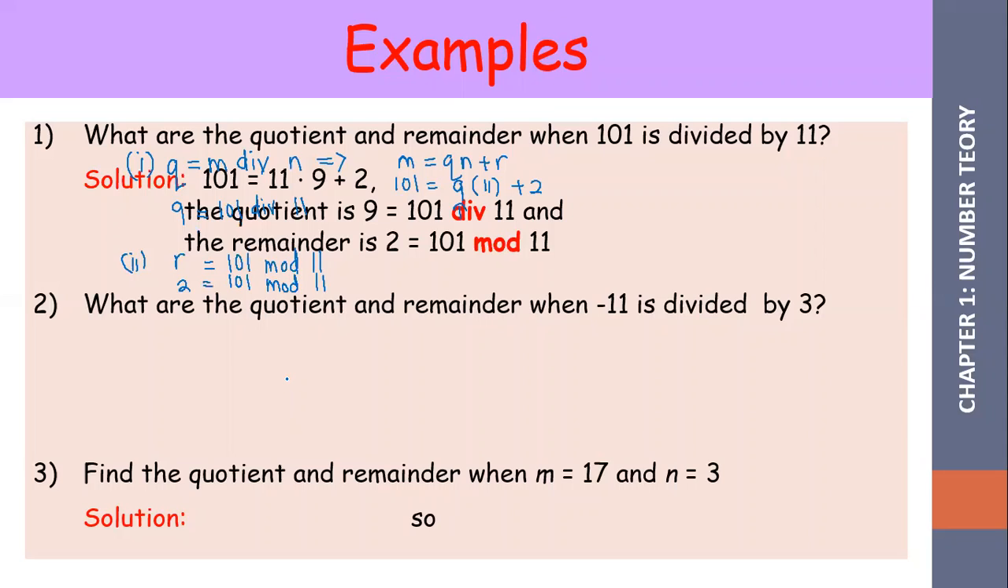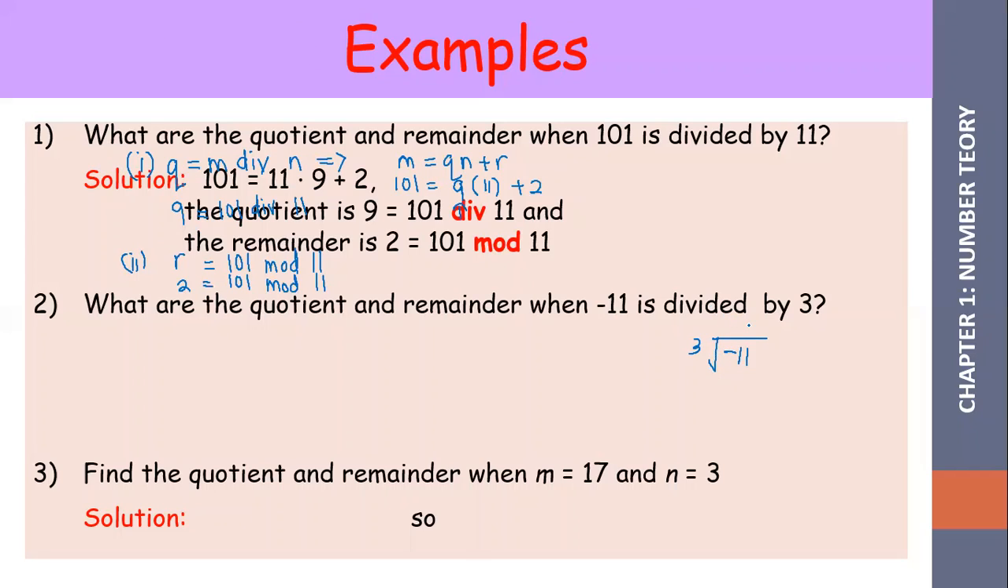Okay, so next, what are the quotient and remainder when negative 11 is divided by 3? Once your m is less than 0, you have to be careful. Bear in mind your r is always greater than or equal to 0, less than or equal to your n. So you have to choose the right quotient so you will have the right remainder. Negative 11 divided by 3, what does it mean?